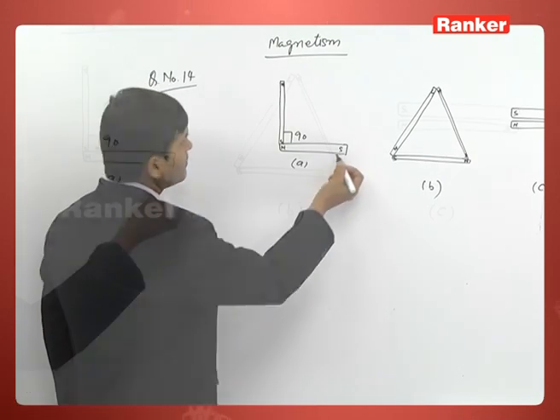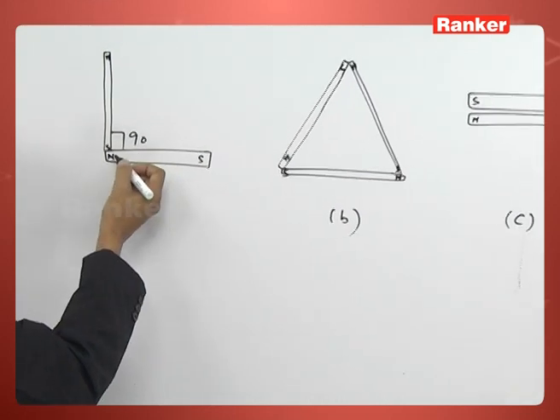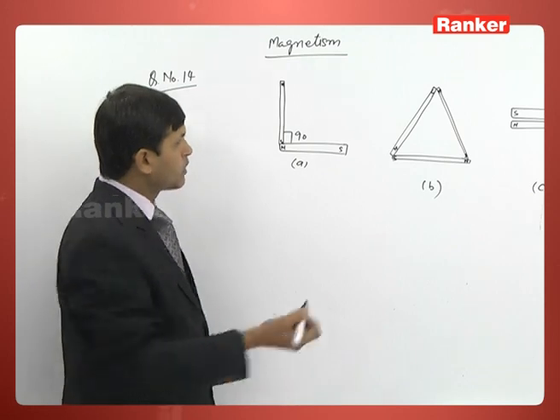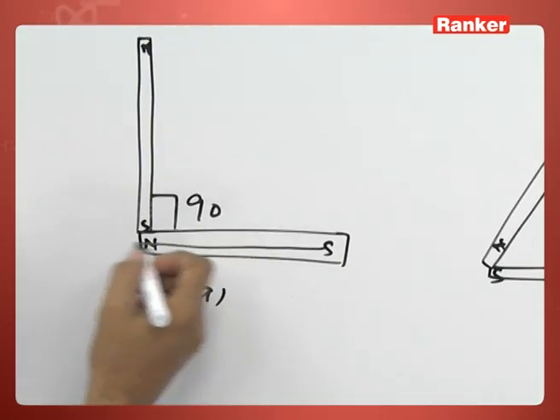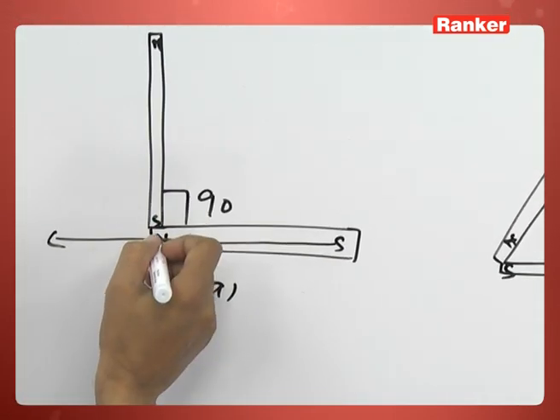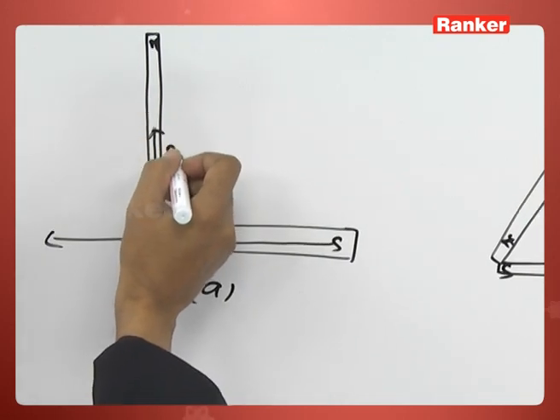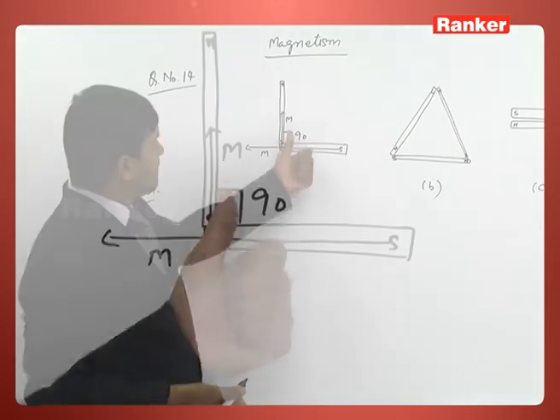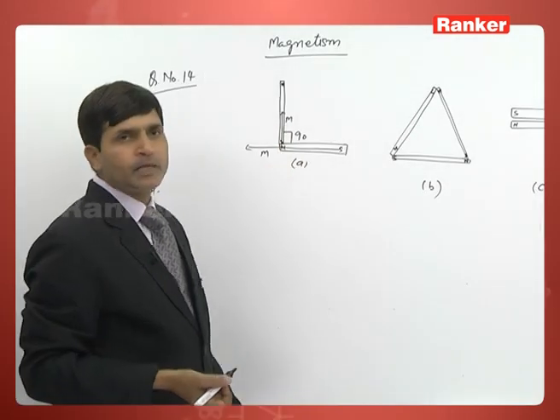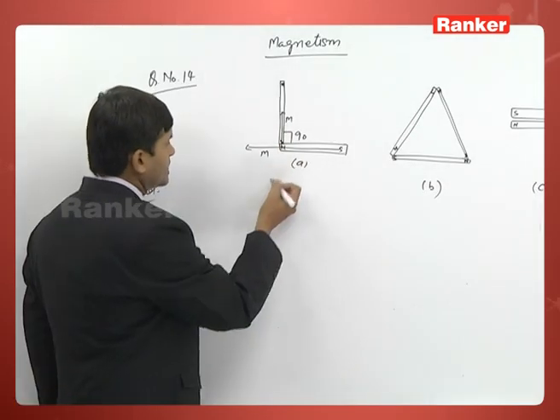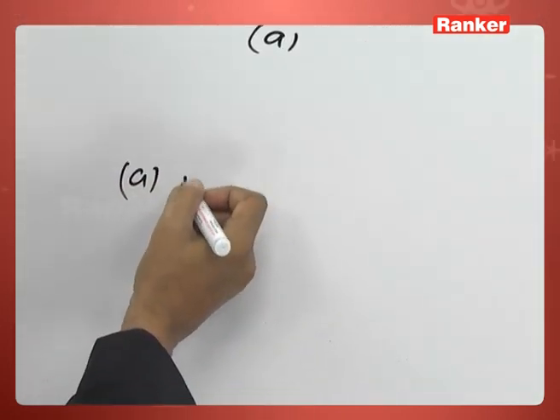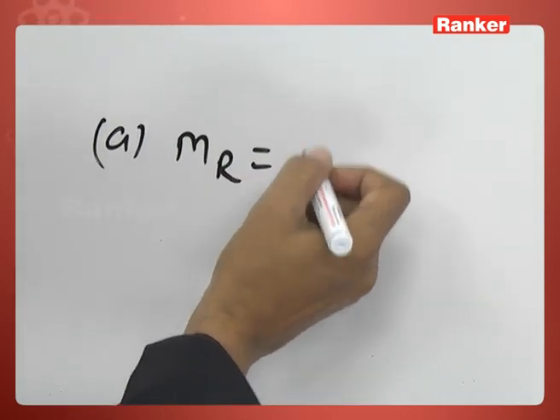See, in the first, south pole and north pole, magnetic moment direction is always from south to north. South to north this, south to north this. Each have magnetic moment M and M. The two magnets and their magnetic moments are mutually perpendicular. So resultant for the first is root 2m.